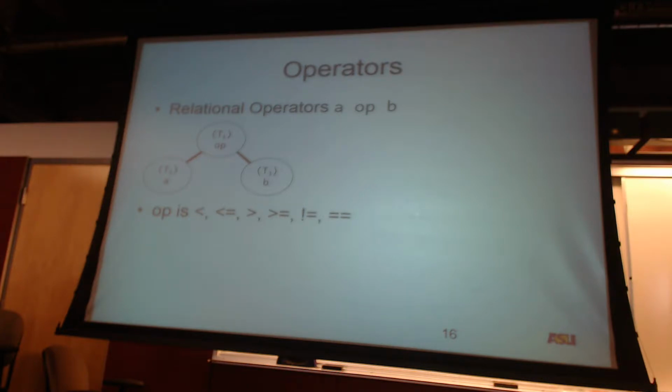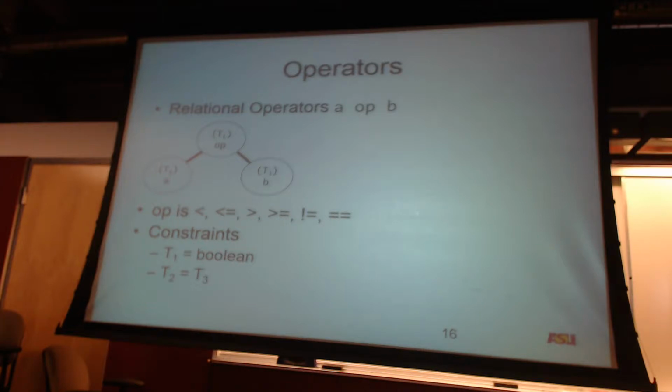The constraints are T1 has to be Boolean. So if OP is a relational operator, which means less than equal to, greater than equal to, or not equal to, or double equal, means both are same, then the constraint is that the output of OP will be Boolean. T1 has to be Boolean, and T2 has to be equal to T3. These two types have to be equal. So you have to remember this rule.